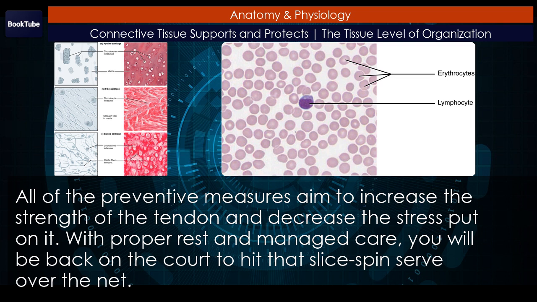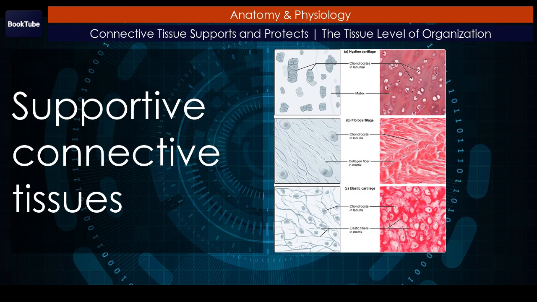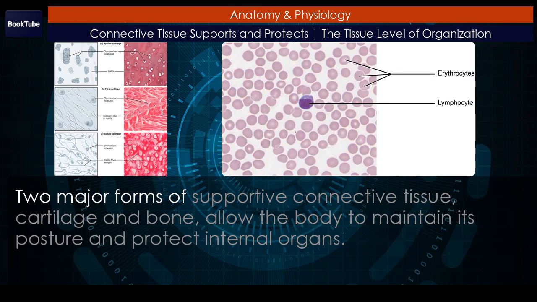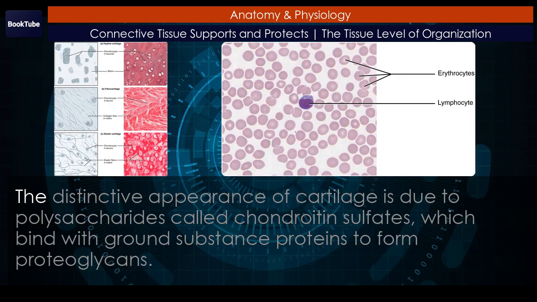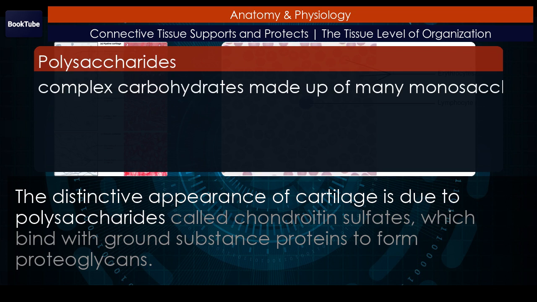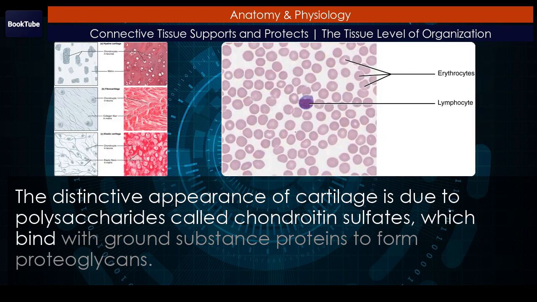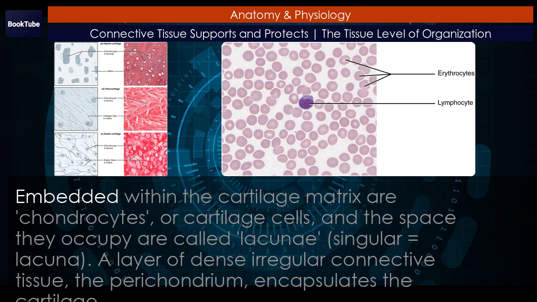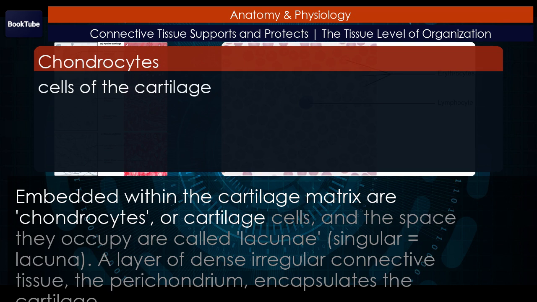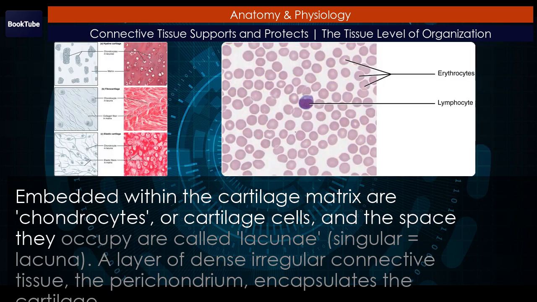Supportive connective tissues. Two major forms of supportive connective tissue, cartilage and bone, allow the body to maintain its posture and protect internal organs. Cartilage. The distinctive appearance of cartilage is due to polysaccharides called chondroitin sulfates, which bind with ground substance proteins to form proteoglycans. Embedded within the cartilage matrix are chondrocytes, or cartilage cells, and the space they occupy are called lacunae.